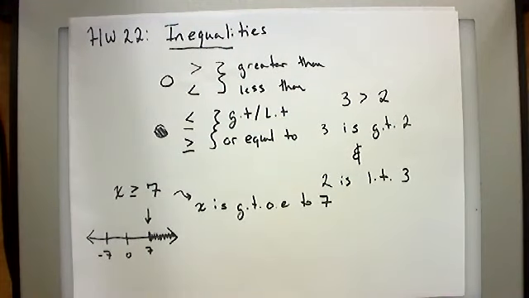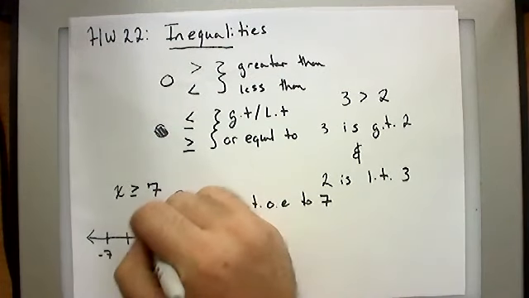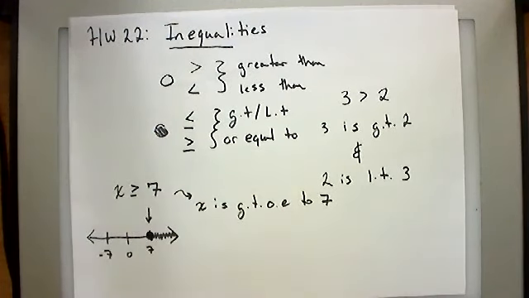So on this one where it says X is greater than or equal to 7, it would be a filled in closed circle at 7 to indicate that 7 is included. We would use an open circle to indicate that 7 is not included, all right?